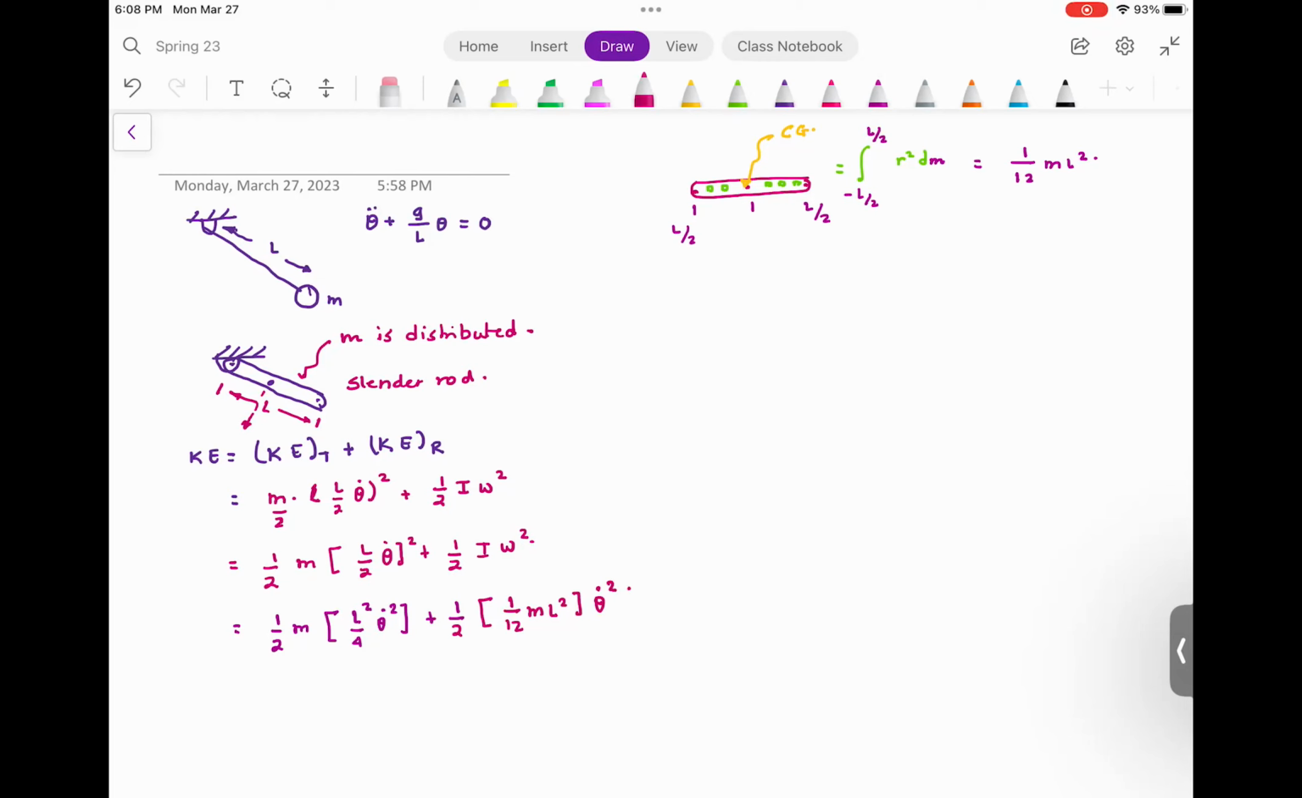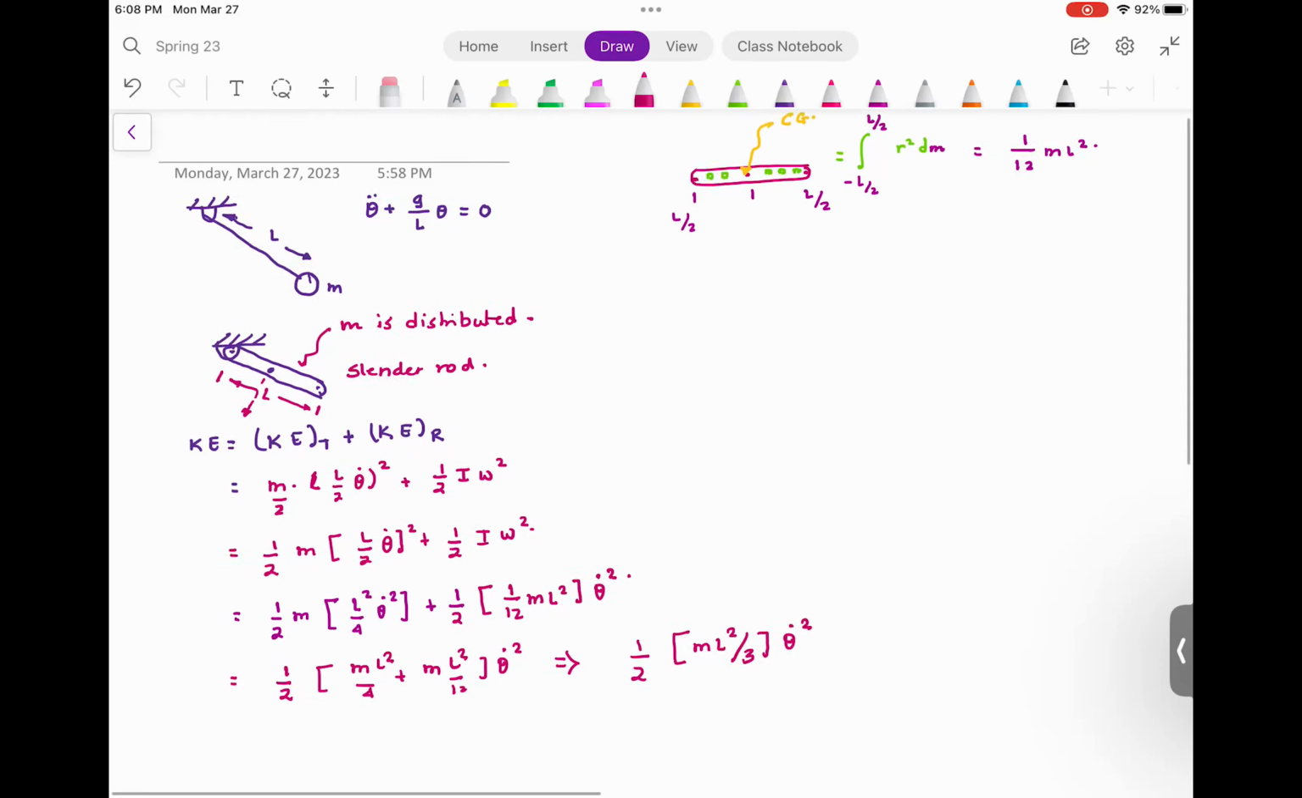If I write this equation down, this is going to become 1/2 (m L square by 4 plus m L square by 12) theta dot square. So this equation becomes 1/2 times m L square by 3 theta dot square. So this is the equation for the kinetic energy for the slender rod.